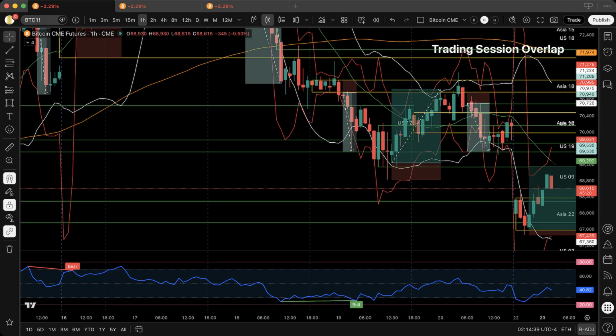Moves appear, but they fail faster. Pullbacks extend deeper. Continuation attempts stall earlier. This is not directional weakness. This is structural compression. Now observe volatility.